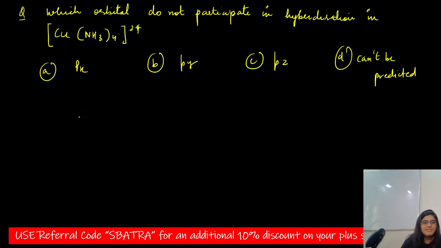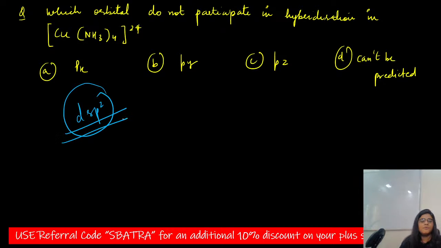Yes, definitely it's a dsp2 compound. So this one is your dsp2 compound, due to transference of electron. What should I say over here? This compound is like this. It's a d9 system.